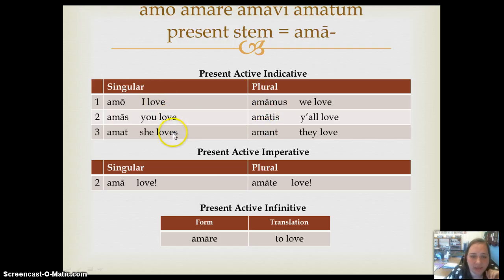I love, you love, she loves, or he loves. You could also translate amo, I am loving. You could also translate amo, I do love. Amatis, y'all love, or y'all are loving, or y'all do love, so on and so forth. The present imperative is the present stem, present active imperative. So ama is how you tell one person to love something. That te ending makes it plural. So amate is how you command more than one person to love something. And then our second principal part is our present active infinitive, amare, to love.